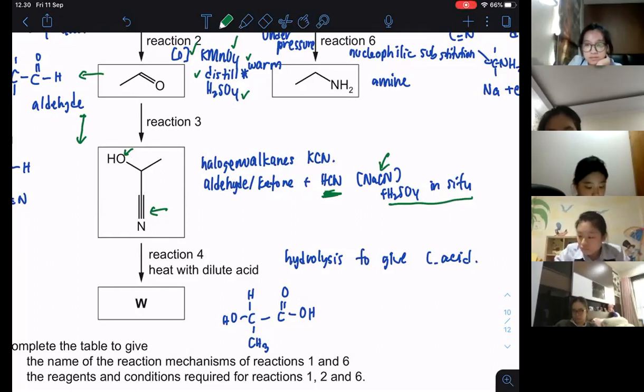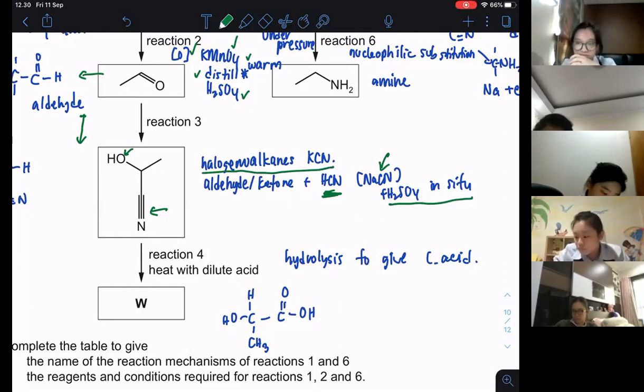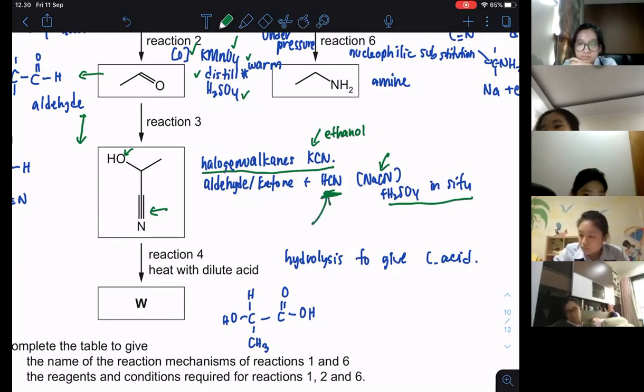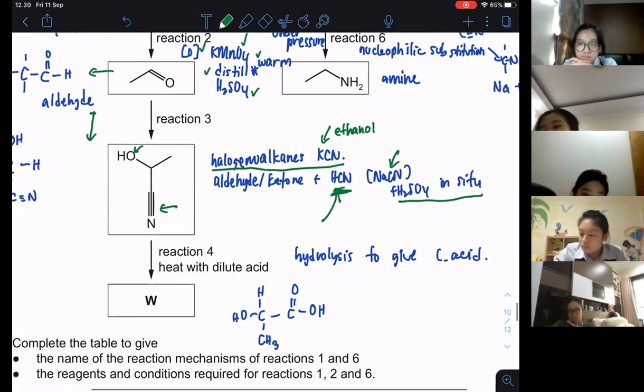But sometimes we get confused. When do we use HCN, and when do we use KCN? We use KCN when you are dealing with halogenoalkane. When you react halogenoalkane with KCN, you get nitrile. That KCN will be under ethanolic condition: you react with ethanol and KCN, then you get the nitrile. But when you want to react aldehyde and ketone, do remember it is HCN, not KCN. That is one way to remember.